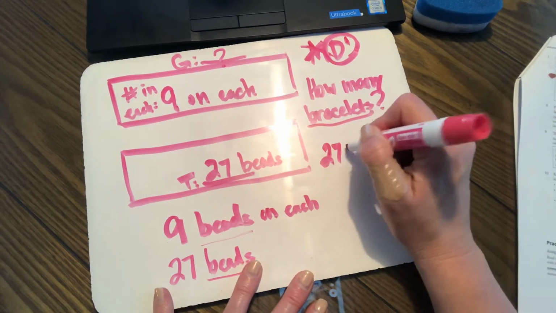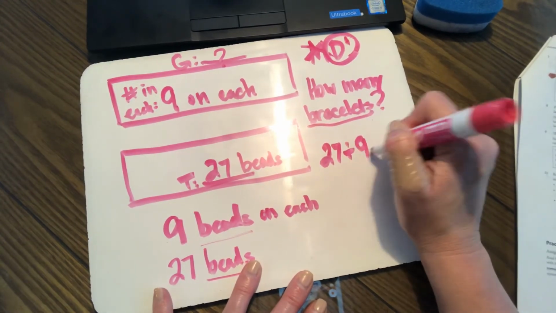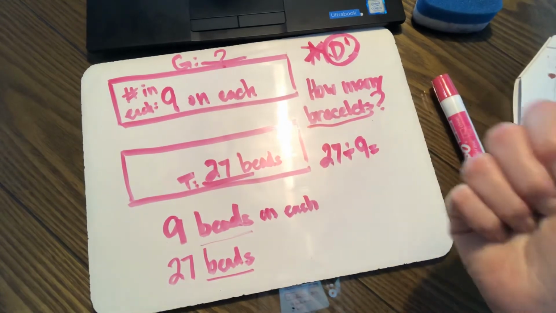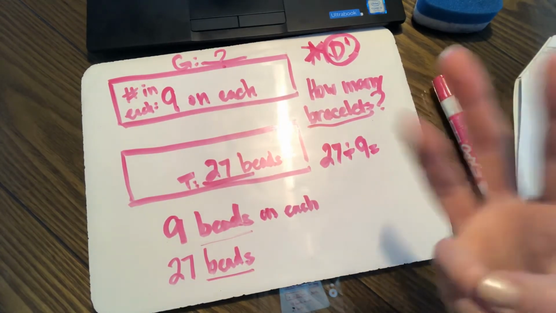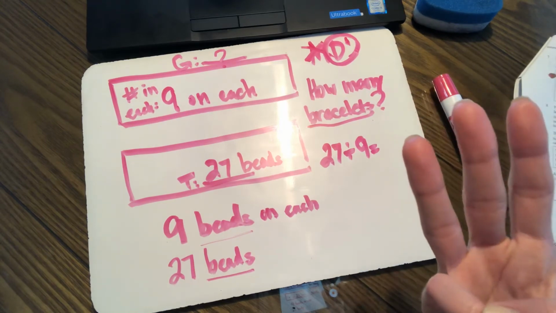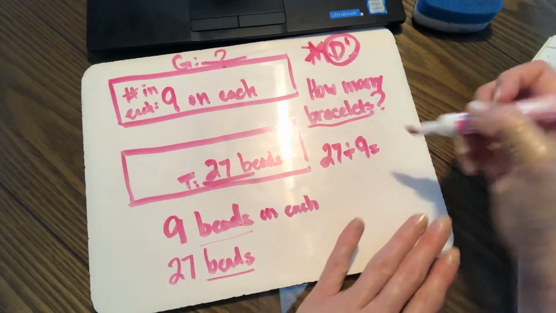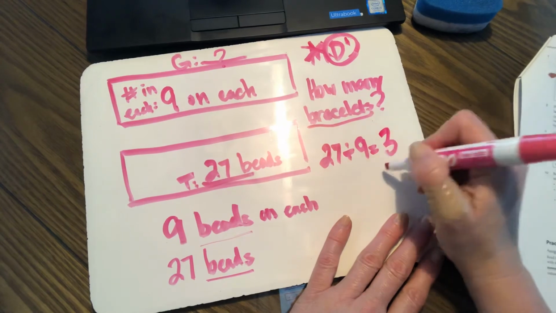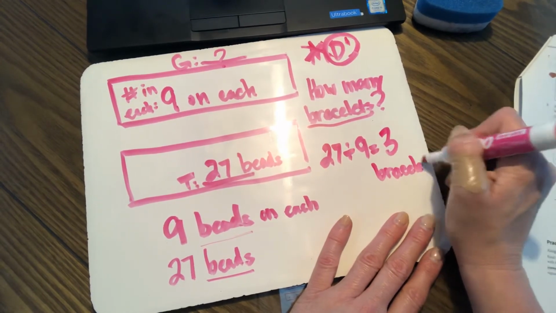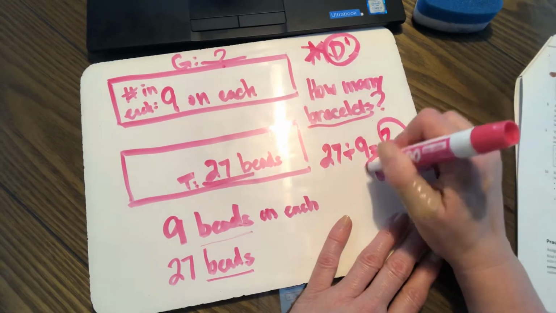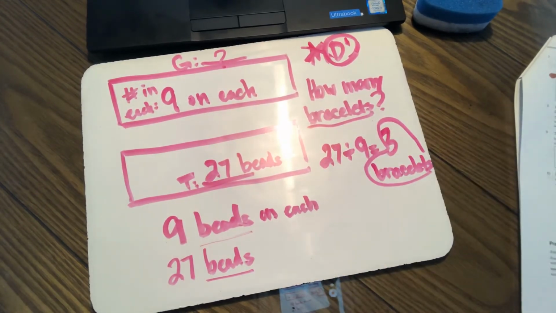Let's do our 27 divided by 9, and we're going to count by 9s until we get to 27. Are you ready? 9, 18, 27. Looky there. I only counted 3 times, which means there were 3 bracelets. Excellent job, boys and girls.